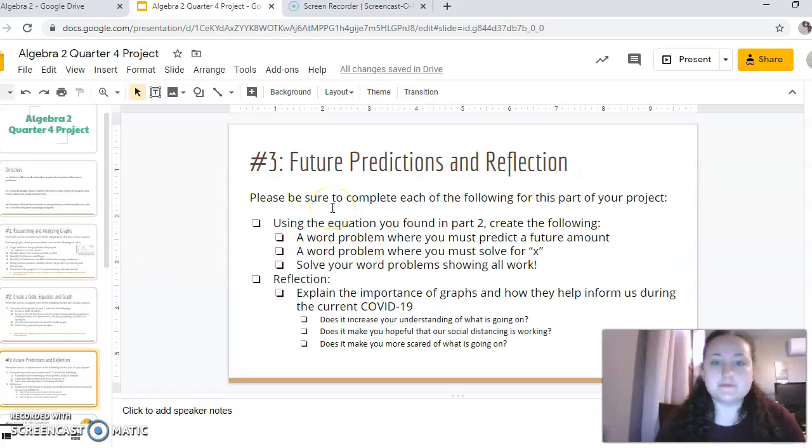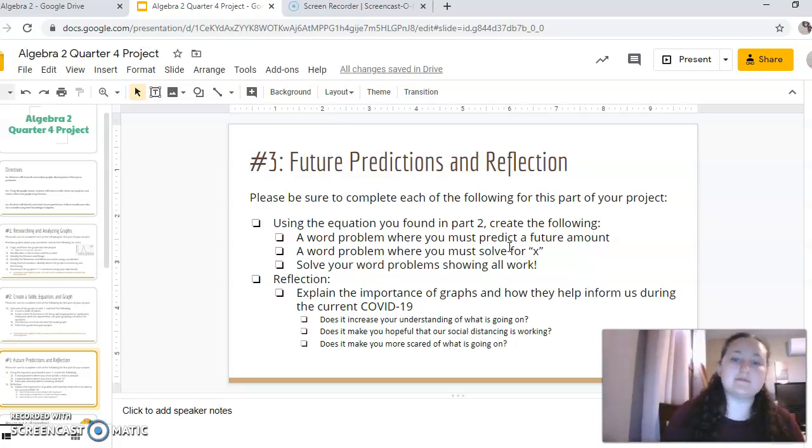Then we have our future predictions and the reflection component. So using the equation you found in part 2, I want you to create the following. Create a word problem where you must predict a future amount. So it's like, okay, this graph shows me for 5 months, what's going to be the amount after 8 months. And you'd plug in 8 for x.